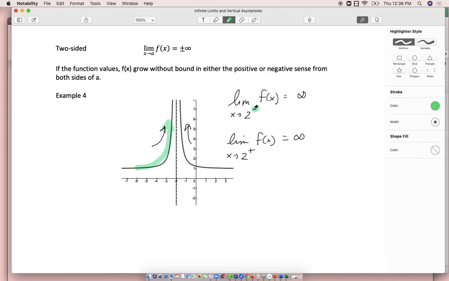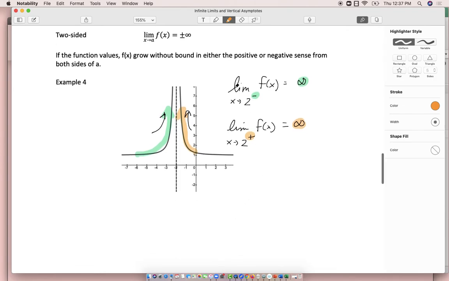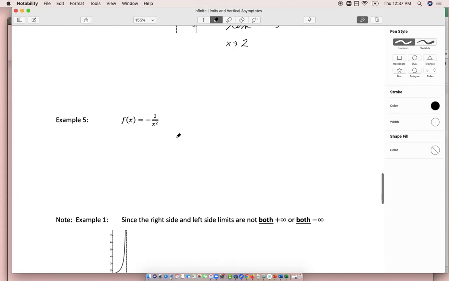Remember, that's this side. And that's the positive side. So in this case, since both sides are the same, I would then say the limit as x approaches 2 of f of x is also infinity. So if they are both going in this direction, it's positive infinity. Let's take a look at this graph.